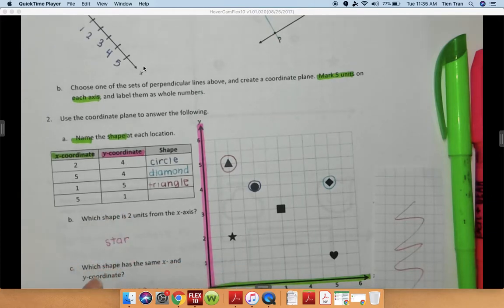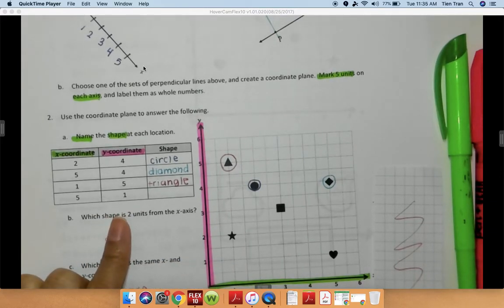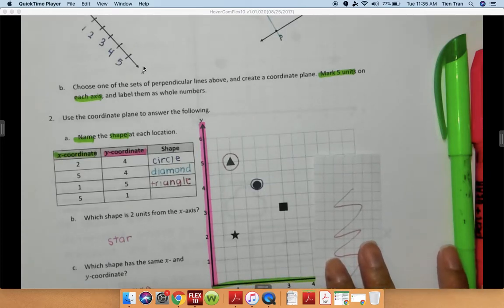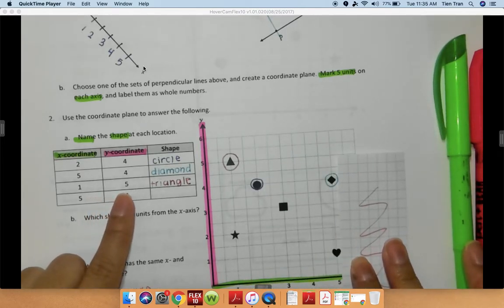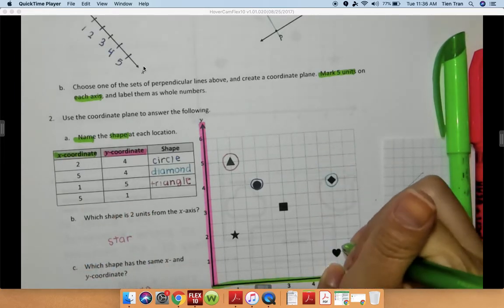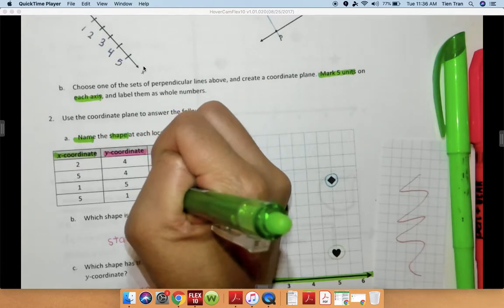Now, next I have my x-coordinate. I need to move over 5 times on the x-coordinate. So 1, 2, 3, 4, 5. And then on the y-coordinate, it tells me to move up once. So right there I have my heart. So I'm going to write down heart.